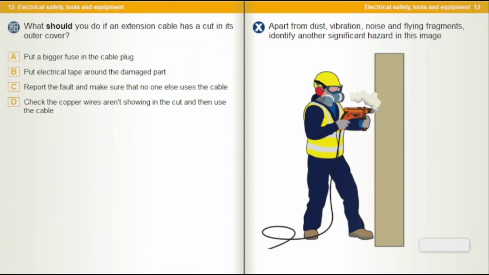What should you do if an extension cable has a cut in its outer cover? Put a bigger fuse in the cable plug. Put electrical tape around the damaged part. Report the fault and make sure that no one else uses the cable. Check the copper wires aren't showing in the cut and then use the cable.